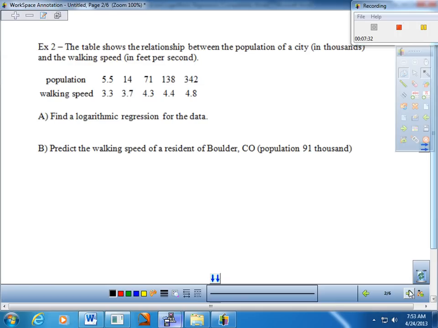So example 2. The table shows the relationship between the population of a city in thousands and the walking speed in feet per second. Fascinating. So 2 variable quantities related together here. Essentially you can see the larger the population, the faster people walk in that city. Again, 2 variable quantities related. I would argue that the walking speed of an individual in a particular city is dependent on the population of that city. So same deal. There's your Y, the dependent, and there's your X, the independent. Perfect. Nice short data set here.